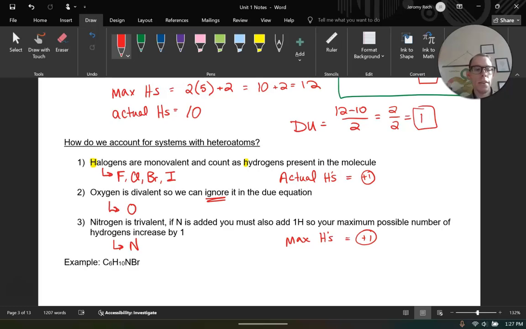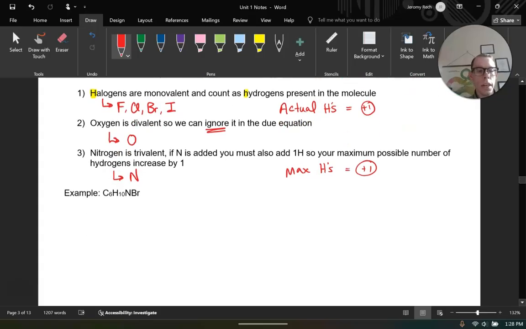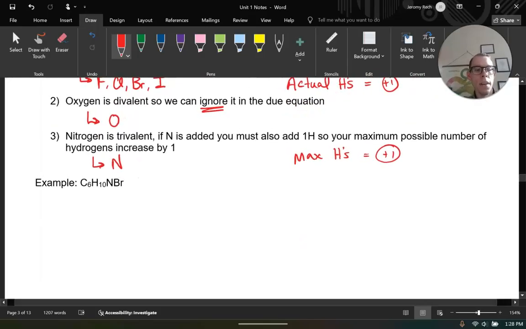So in general, if you have oxygens, you're going to ignore. If you have halogens, you're going to add 1 for every halogen in your actuals. And then if you have a nitrogen, you're going to add 1 to your max. So let's do just a touch of math to figure out how this would be set up for this specific example here.